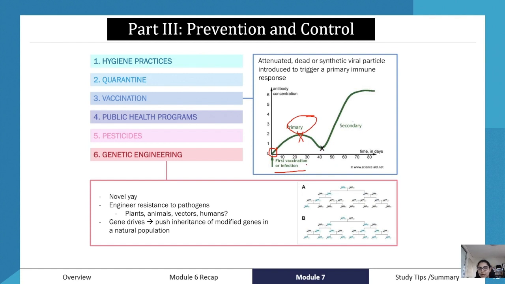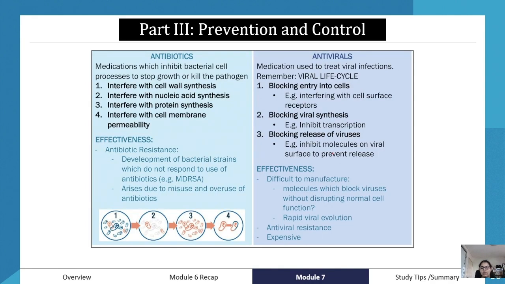Happens over like 20-25 days. The second time that you get it, you can see the slope here is so steep, the response is rapid, and the antibody concentration is so huge the next time. So vaccines play a huge role in that, and we've seen in the pandemic that again they've played a significant role in reducing the severity of the infections and also preventing infection.